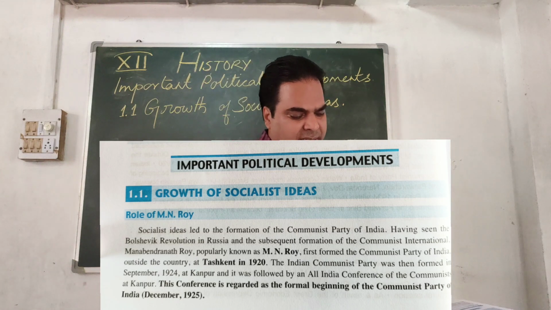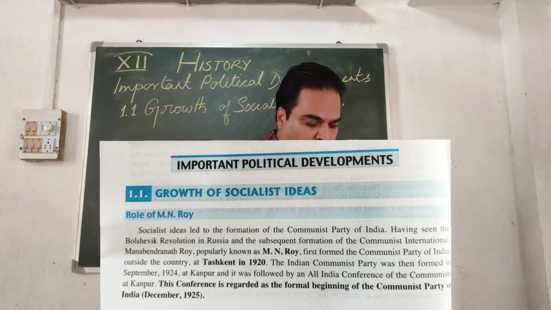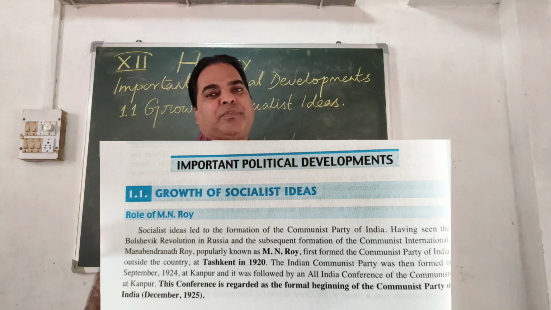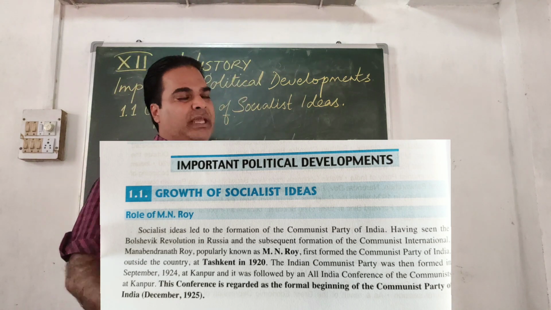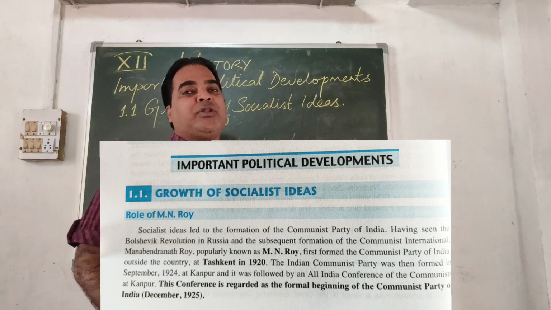Now another part is that the Communist Party of India was formed in India, in Kanpur, in 1924. The first Communist Party of India was formed in India in the year 1924. Okay, so this is all about the Communist Party.